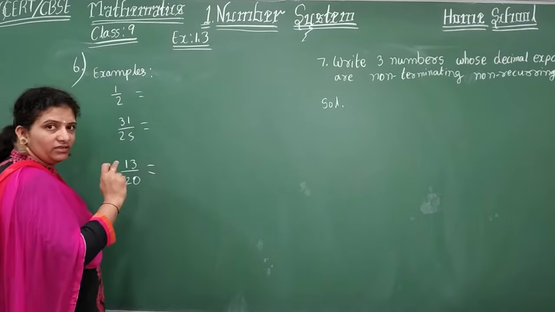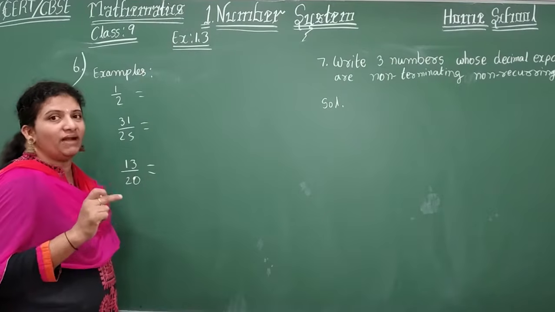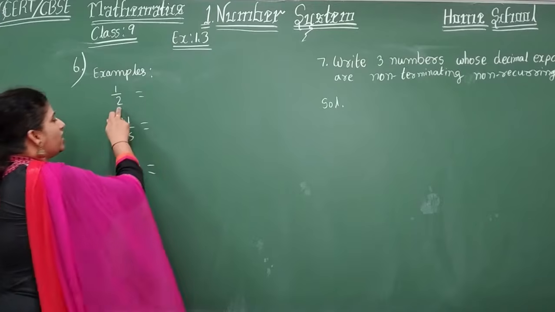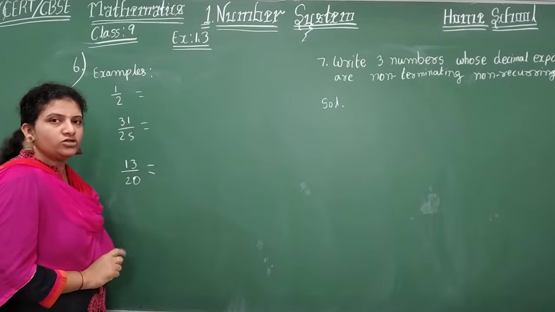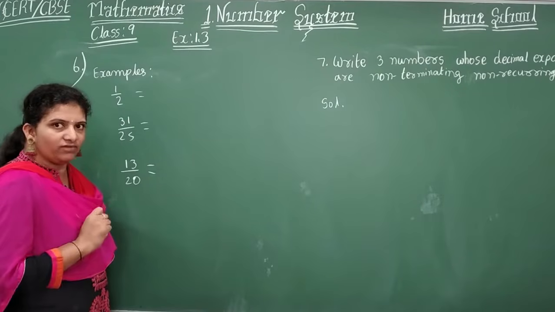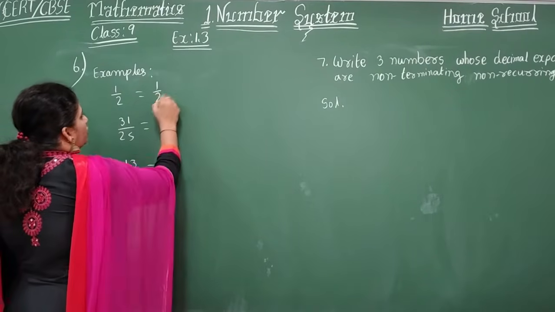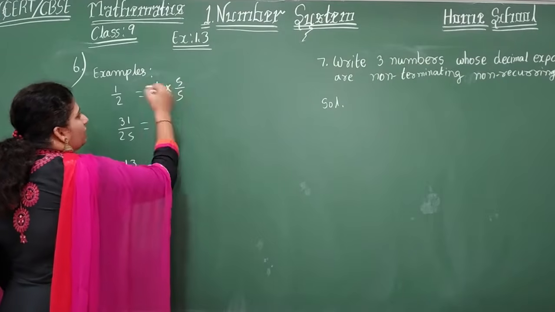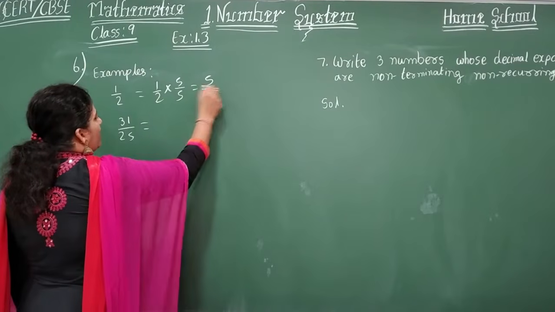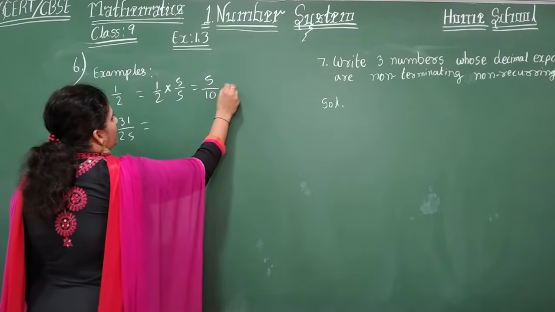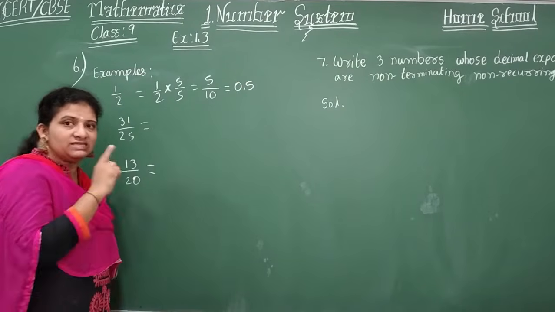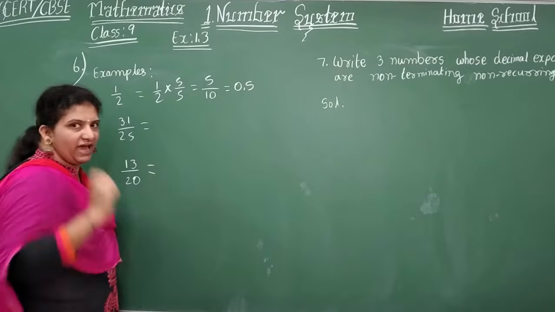So another method: make your denominator a multiple of 10, then it is easy to convert into decimal. So here in your denominator you have 2. So what do you multiply to get the denominator 10? 5, right? So for numerator and denominator multiply by 5. It makes 5 into 1, 5. 2 5s are 10. So 0.5 is your answer. It is a terminating decimal expansion.